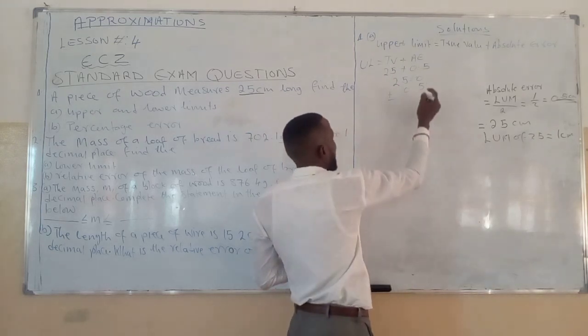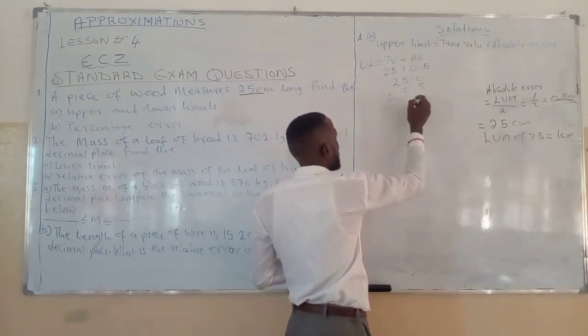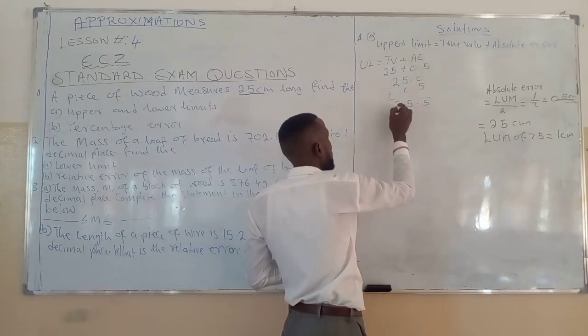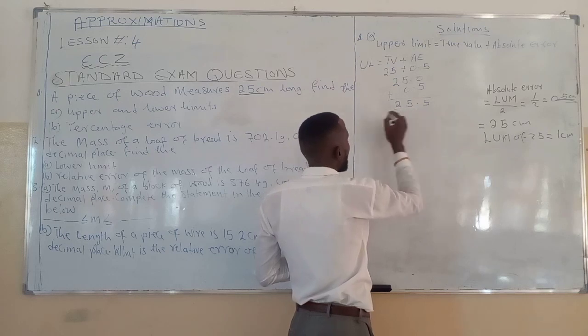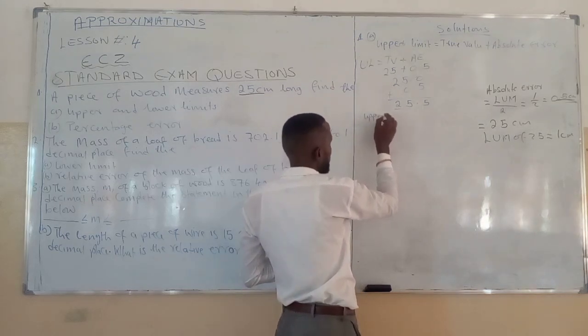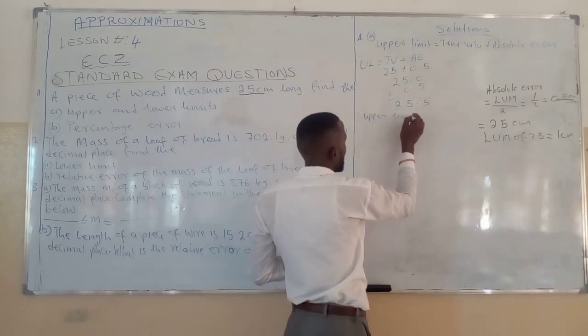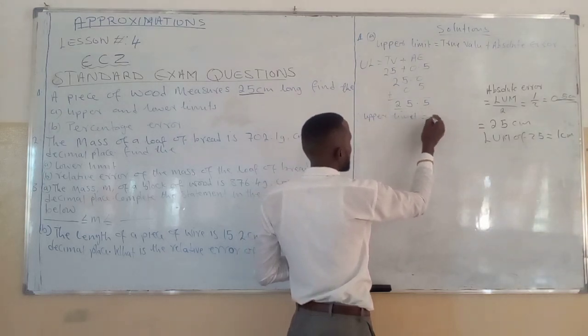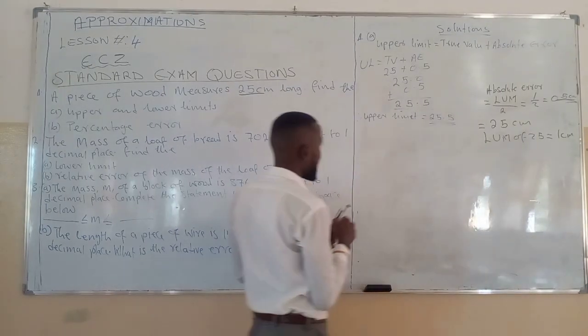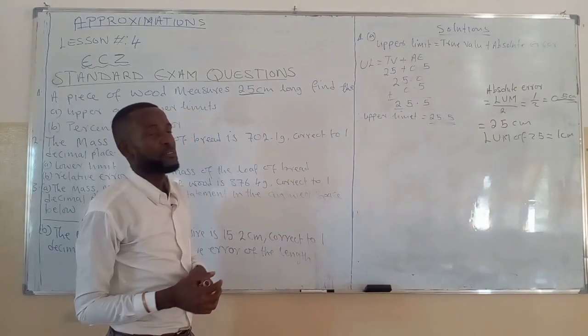So we have 0 plus 5, it is 5. 5.5 plus 0, 5, 2 plus 0, 2. So meaning that the upper limit is equal to 25.5. That is the upper limit. You are done. That's how we find the upper limit.